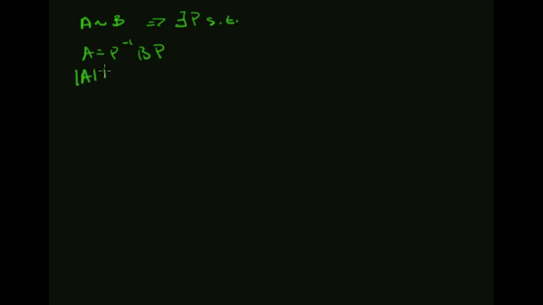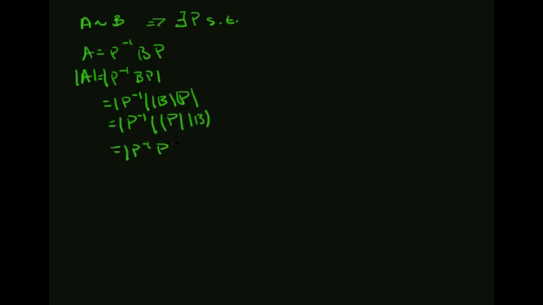So if I take the determinant of both sides here, the nice thing is that the determinant of a product is the product of the determinants. So this can be commuted because these are real numbers. And again, the product of the determinants is equal to the determinant of the product. So this is the determinant of the identity. The determinant of the identity is 1. So we now have that the determinant of A has to be equal to the determinant of B.